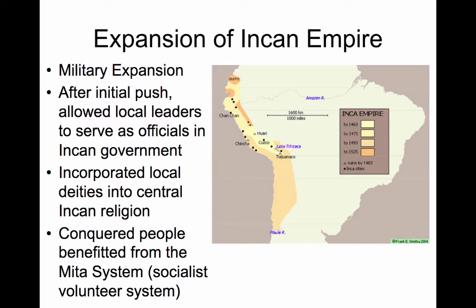They also instituted something called the Mita System, which I'll explain later on. But it was a way to help people out when they were in need. We can think of it as like a socialist volunteer system that created a safety net for communities if they were going through an emergency, if they were going through a crop failure, or if they just needed something like a road built. It was all provided for by the Mita System.